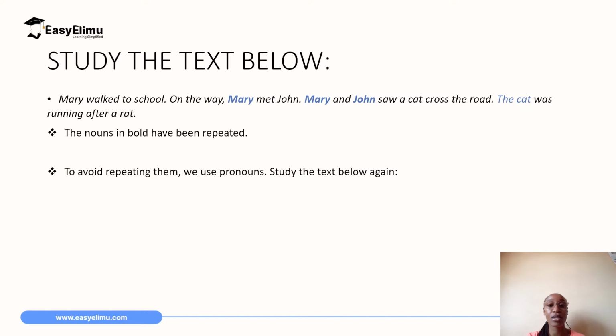So to kickstart, we can read that short text. Mary walked to school. On the way, Mary met John. Mary and John saw a cat cross the road. The cat was running after a rat. So you can see the words in blue. The nouns have been repeated many times. And so to avoid this kind of repetition, we use pronouns. So we are going to look at now this text with pronouns.